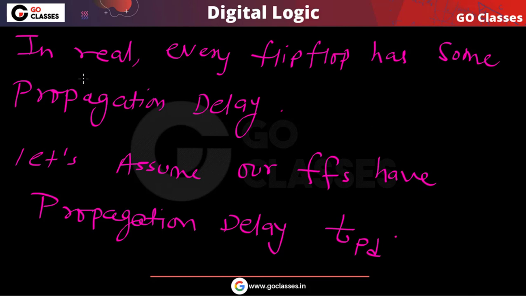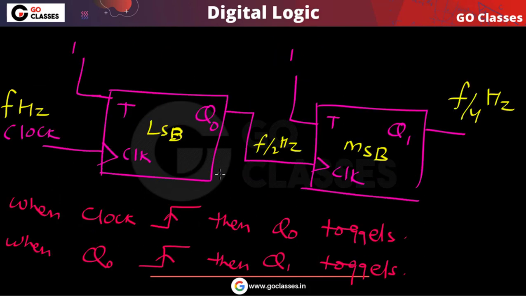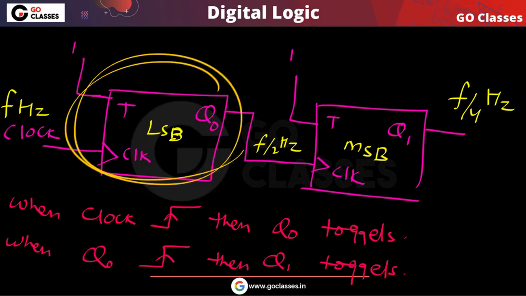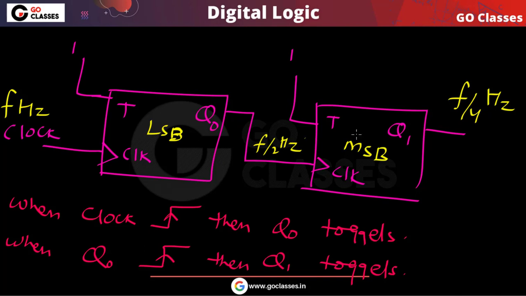In real life, every flip-flop has some propagation delay. Let's assume that we are using T flip-flops, and that the propagation delay is TPD. So this is our circuit, and the propagation delay of this flip-flop is TPD, and the propagation delay of this flip-flop is also TPD. Now let's see what the waveform will be in this situation.